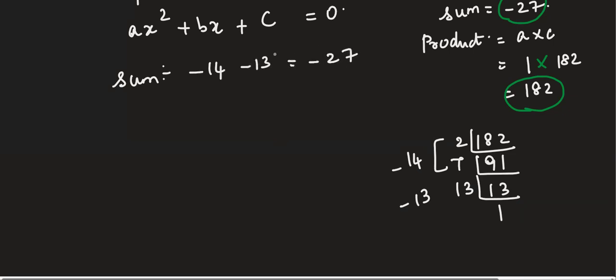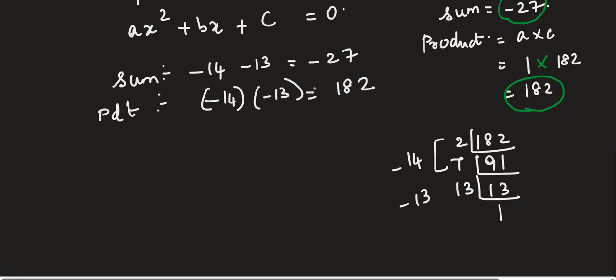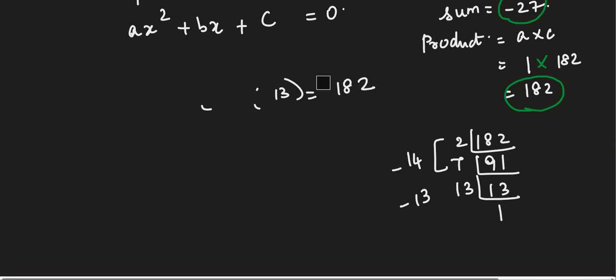So the first criteria is satisfied. Now when I multiply, what am I getting? Minus 14 into minus 13. I should get positive 182. Yes, we are getting positive, so negative into negative will become positive 182. So minus 13 and minus 14 are the correct numbers. Now let's rewrite this equation. We'll split the middle term and write negative 14x and negative 13x.